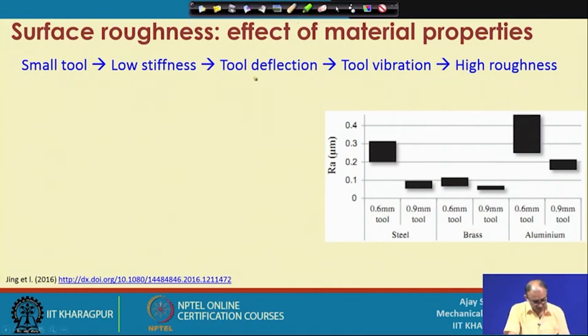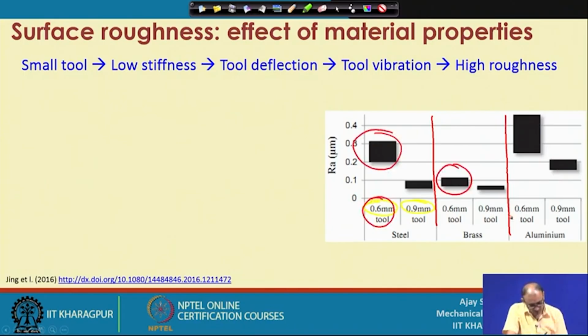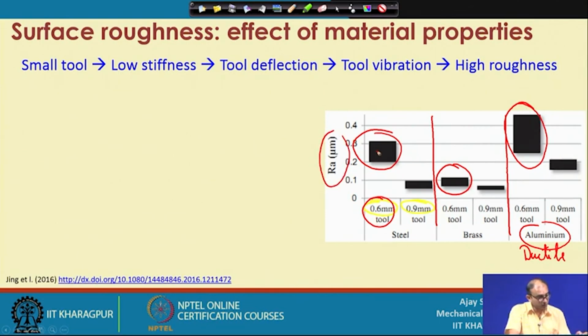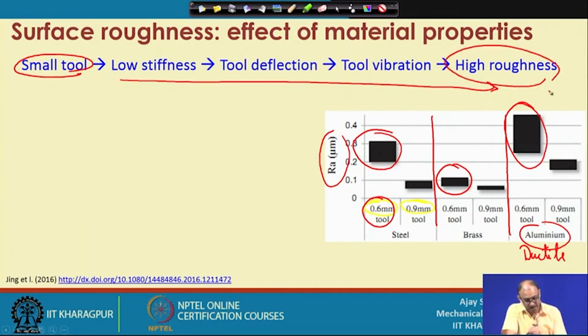Now, what is important here is that there are two different tools, one is 600 micron and the other is 900 micron, and there are three different workpiece materials. So, if you see this, this is the 600 micron tool for machining of brass and 600 micron for machining of aluminum. Now, aluminum is a very ductile material, so its roughness is also very high in this case. And another thing, the smaller the tool, the higher the roughness, because of this sequence of events, you are getting a high surface roughness.